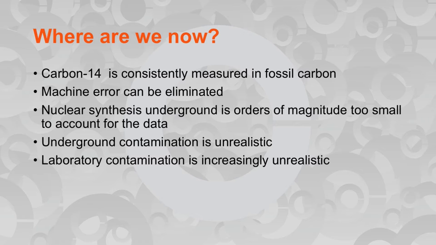Now, where are we now? Well, carbon-14 is consistently measured in fossil carbon. Machine error can be eliminated. Most people don't believe that. Nuclear synthesis underground is orders of magnitude too small to account for the data. You do the calculations, it doesn't work. Underground contamination is unrealistic. Think about contaminating a whole coal seam evenly. That's 10 miles across and 10 miles the other way, and maybe 3 feet thick. It's really hard to visualize how that works.